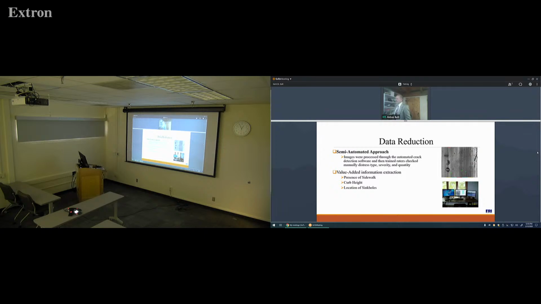And then we also collected the information about the presence of the sidewalks, curb height available or not, curb height in the field, and a potential location of sinkholes.